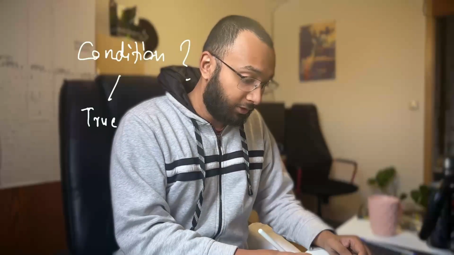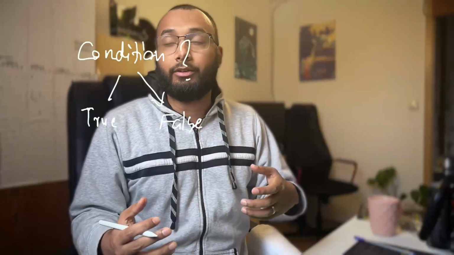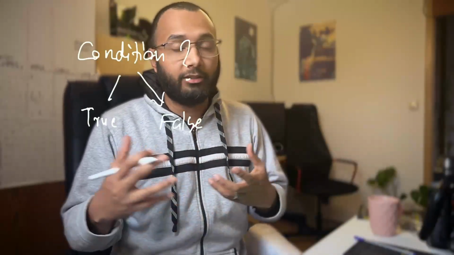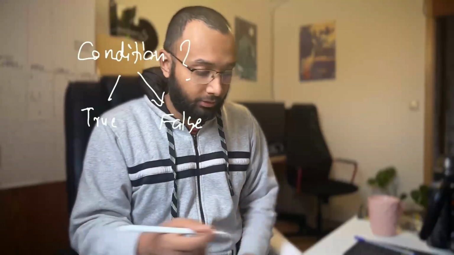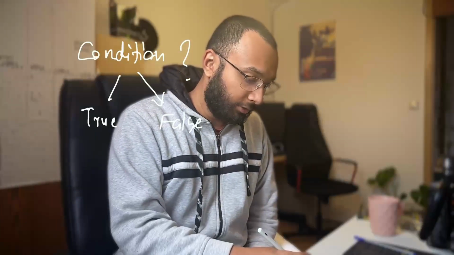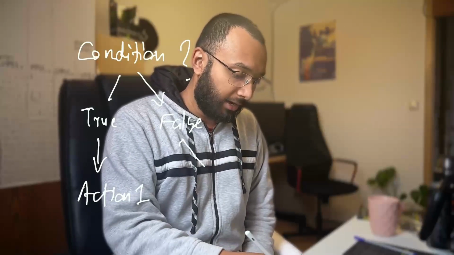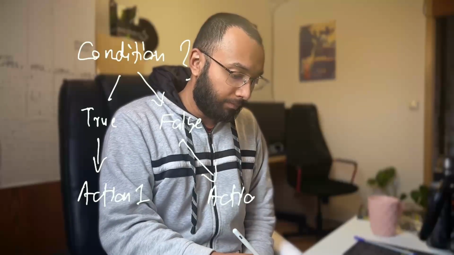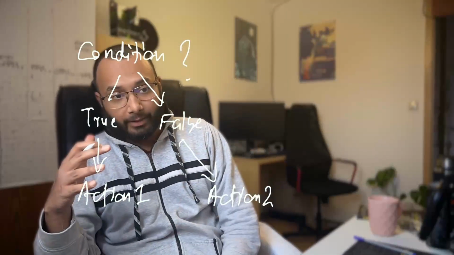So we have this condition. Based on this condition, there are two values. If the condition is met, then it is true. If the condition is not met, then it is false. For example, if I am thirsty is true, then I drink the water. So if the condition is true, we do a specific action, let's say action 1. And if the condition is false, we do action 2. So we do two different actions when we think about a condition.